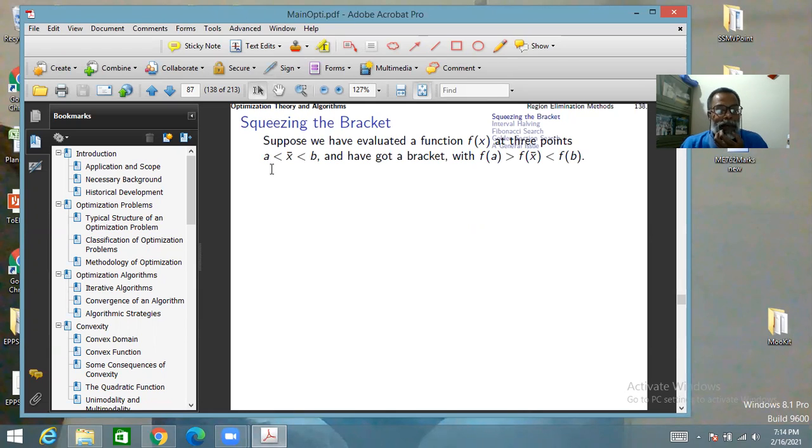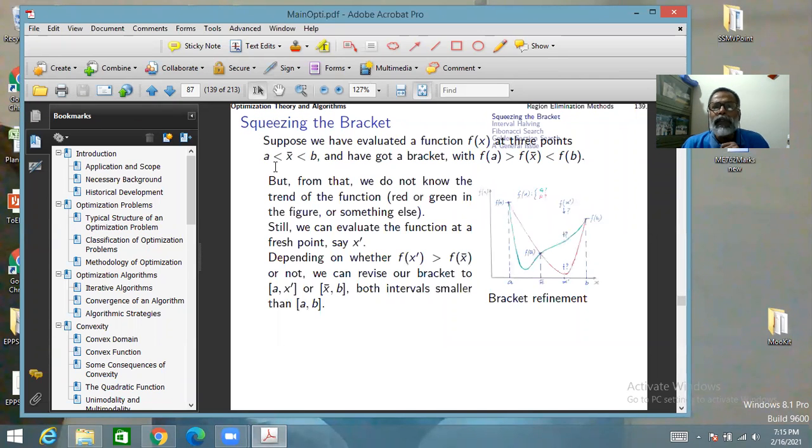So suppose we have evaluated a function at 3 points and have a bracket. At A, the function value is high. At B, the function value is high. And in between, at x bar, the function value is low. So we have a bracket. Now, all that we know is that the value at x bar is less compared to the values at A and B on both sides. That doesn't mean that this value is the minimum. Between A and B, there is a minimum, this much we know. But where, we don't know. It may be at x bar, it may be before that, or it may be after that.